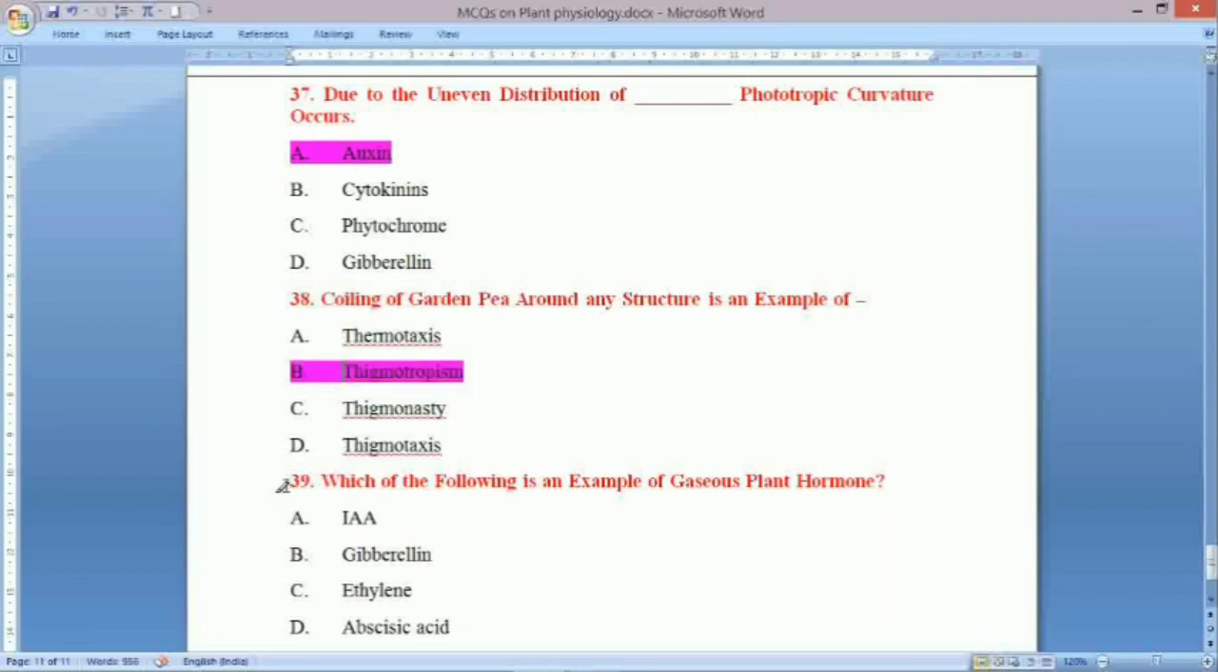Next question, question number 39. Which of the following is an example of gaseous plant hormone? Option A, IAA, B, gibberellins, C, ethylene, and D, abscisic acid. And here the right answer is option C, ethylene.